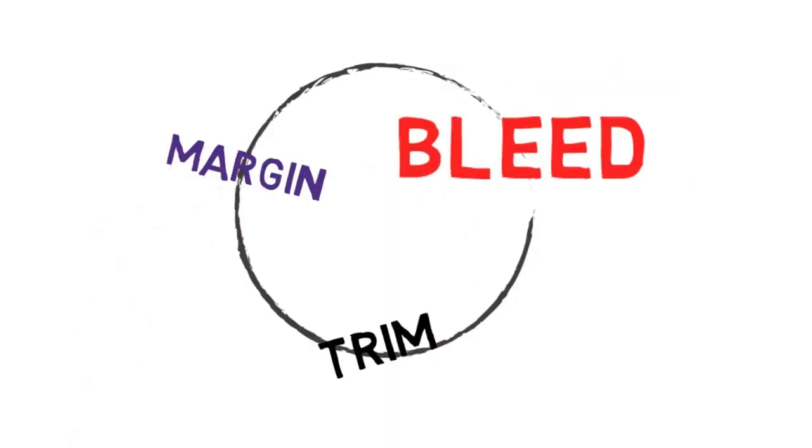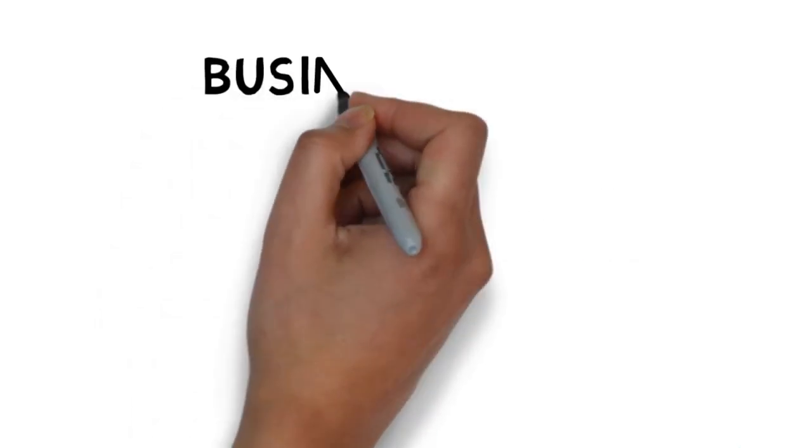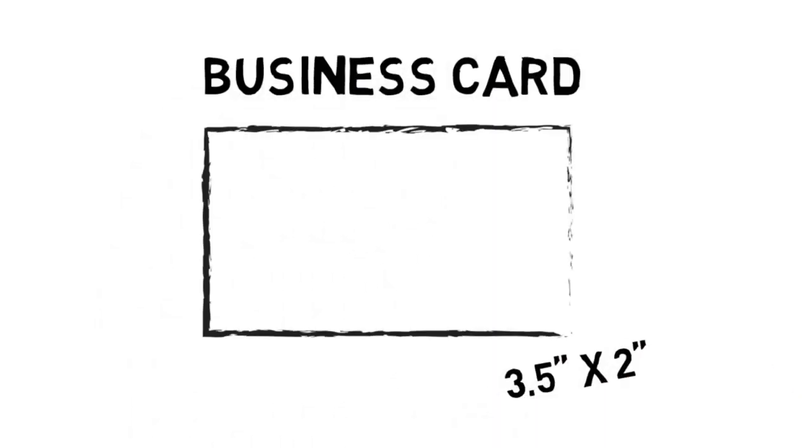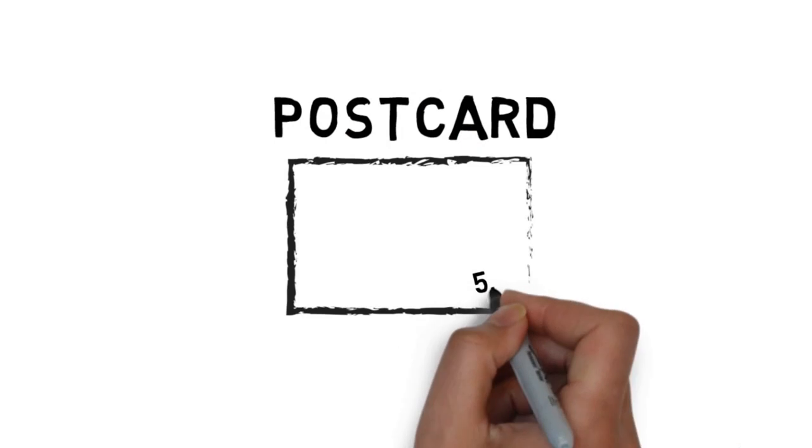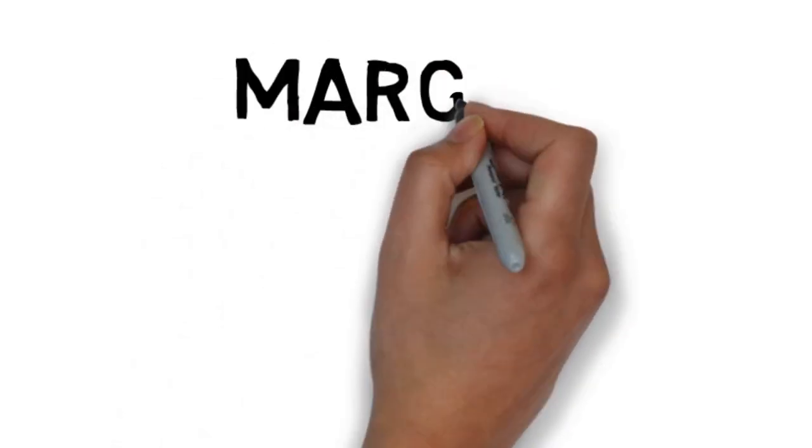To understand bleed, we have to understand trim and margin. These are fairly simple concepts once we understand the fundamentals. So what is trim? Trim is the size of your final piece. If you are printing a standard business card, your trim size would be 3.5 by 2. If you're printing a standard flyer, your trim size would be 8.5 by 11. If you're printing a standard postcard, your trim size would be 5.5 by 8.5. No brainer.